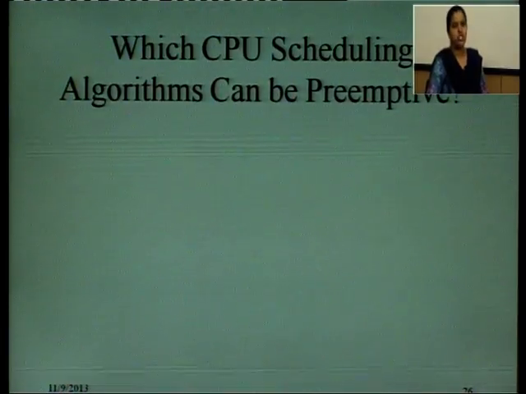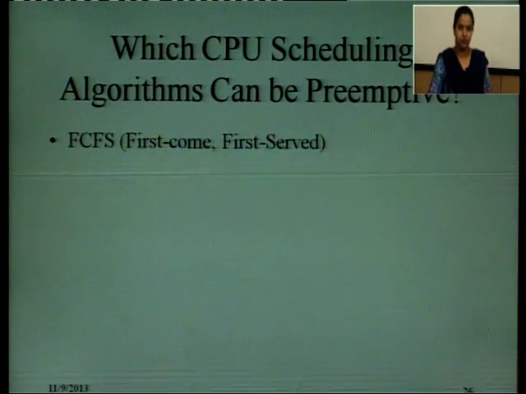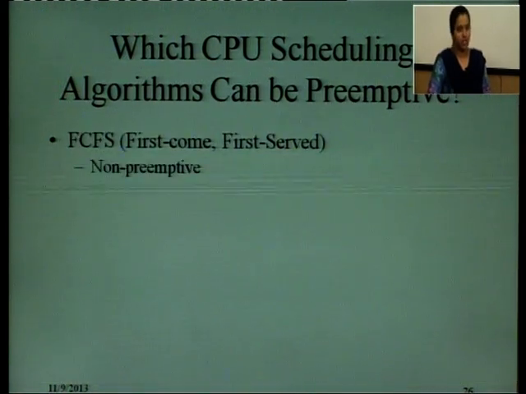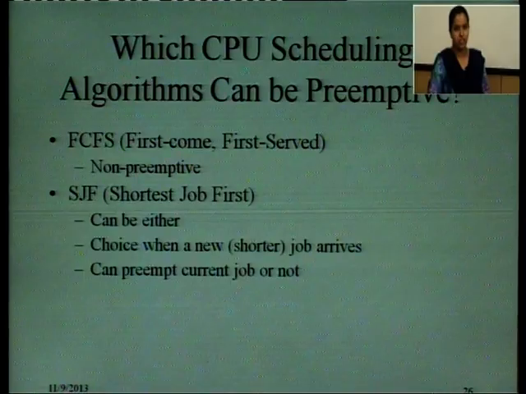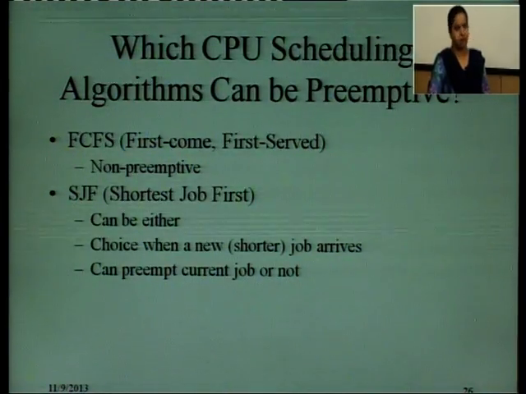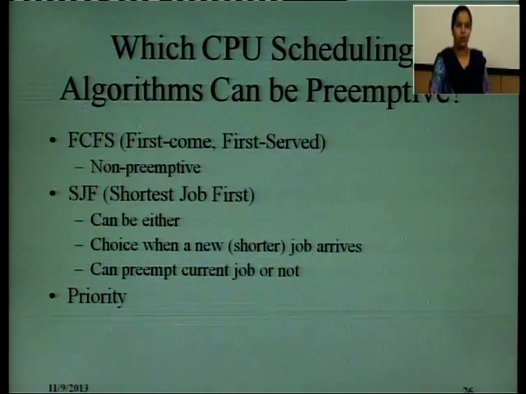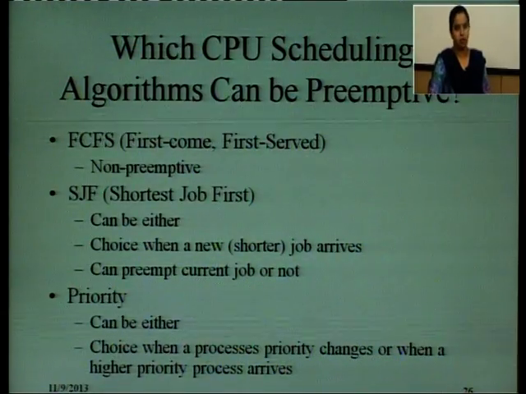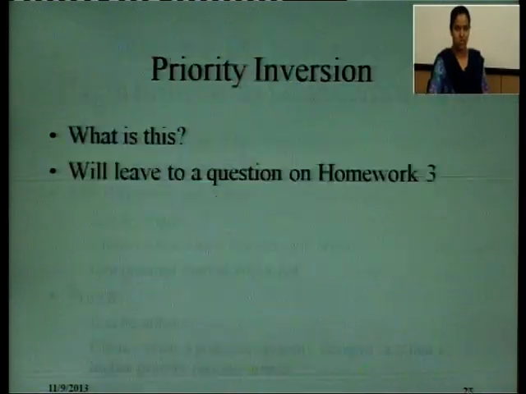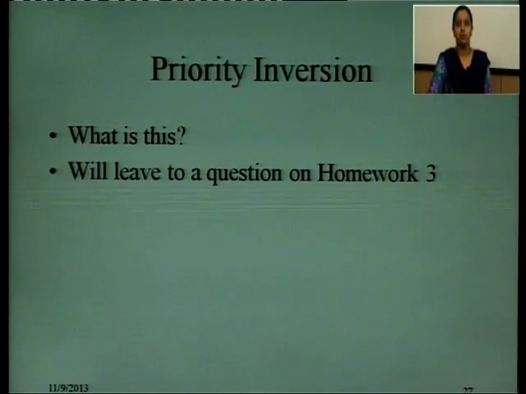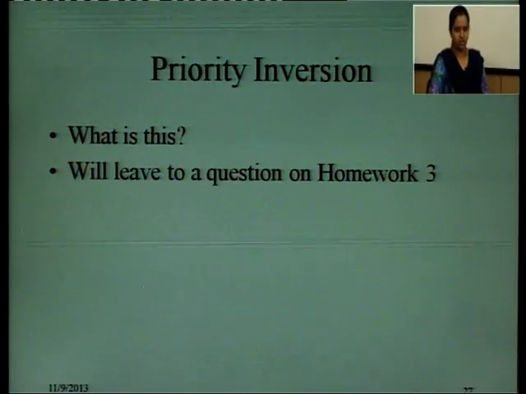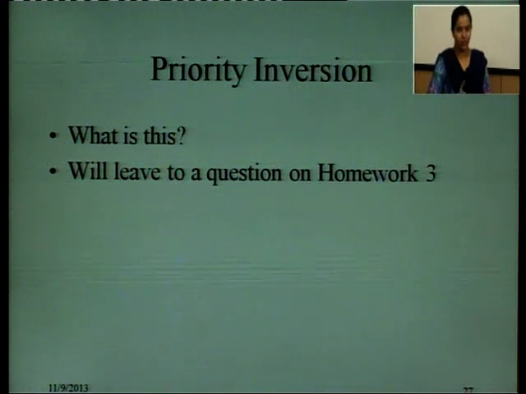So which CPU scheduling algorithms can be preemptive? First come first serve is non-preemptive. Shortest job first can be either preemptive or non-preemptive; the choice arises when a new shorter job arrives, whether it can preempt the current job or not. Priority can be both; the choice arises when the process priority changes or when a higher priority process arrives. Now, priority inversion: what is priority inversion? This will be a homework question, you will have to find out what priority inversion is.